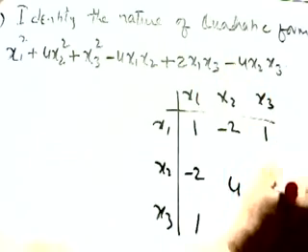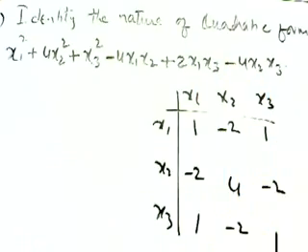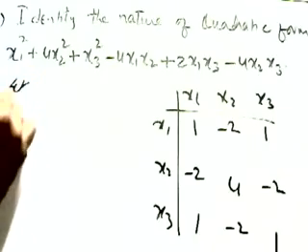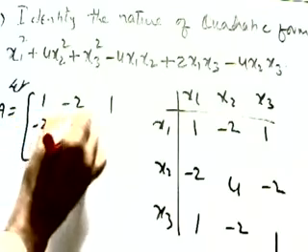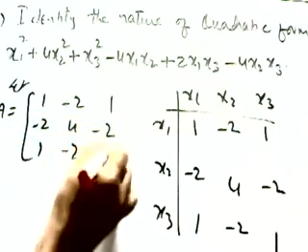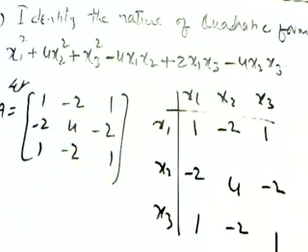So this will also be 1. x2, x3, 4. No? Reduce to half. Minus 2, minus 2. So we get this as A. Let's write this as A. A equals [1, -2, 1; -2, 4, -2; 1, -2, 1].